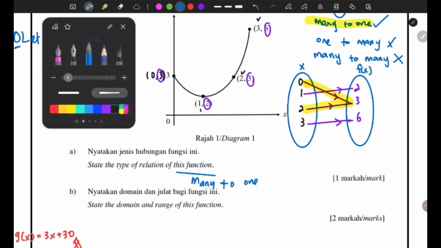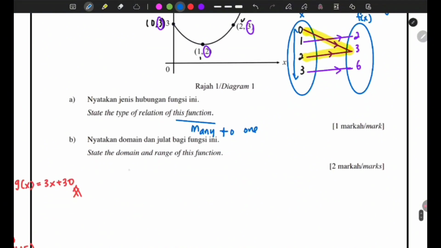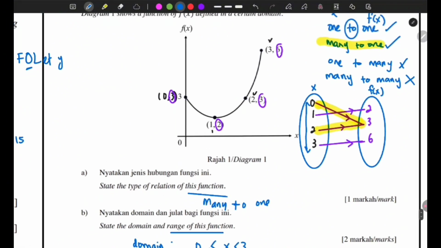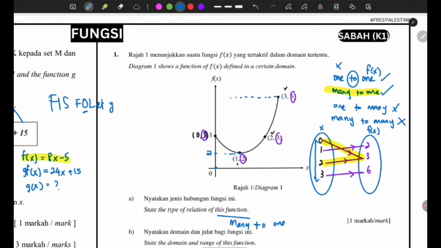So the domain, I think in the arrow diagram, is quite clear to see, is from 0 to 3. And the range of the function is the corresponding function, which is the f(x) part. It starts from the minimum. This time it didn't start from 0. It starts from the 2. Can you see? From this 2. And all the way to the 6. The maximum. The highest point.